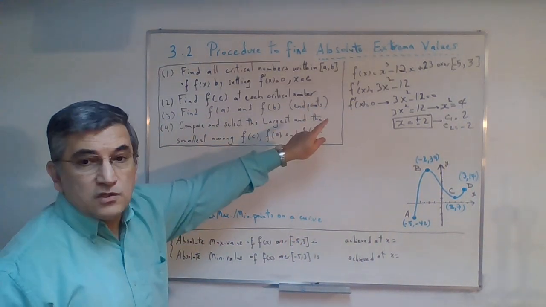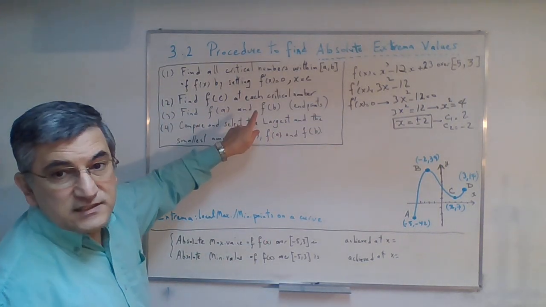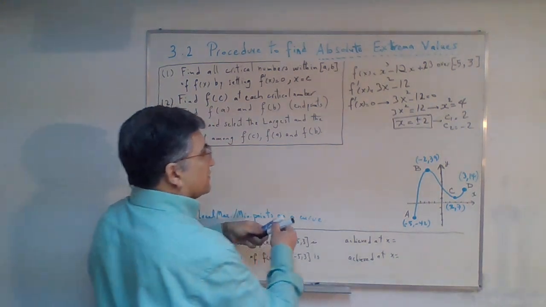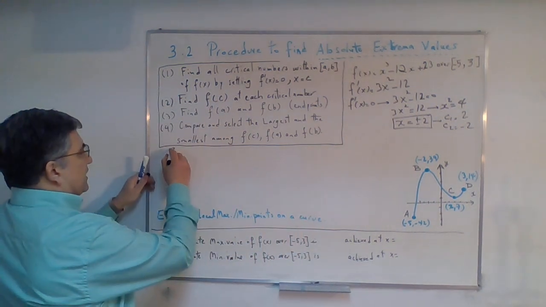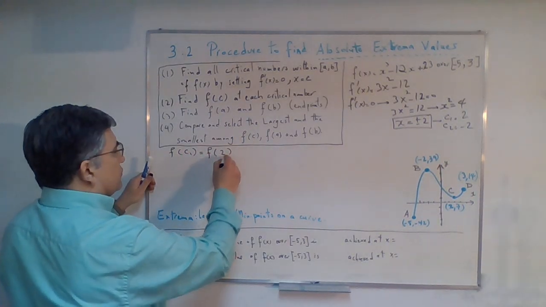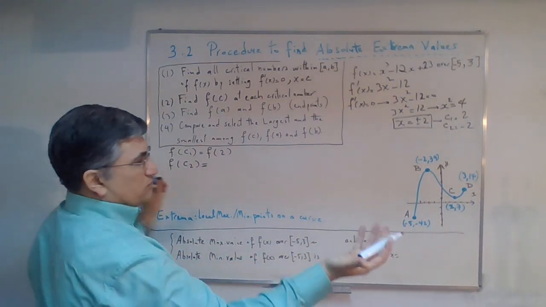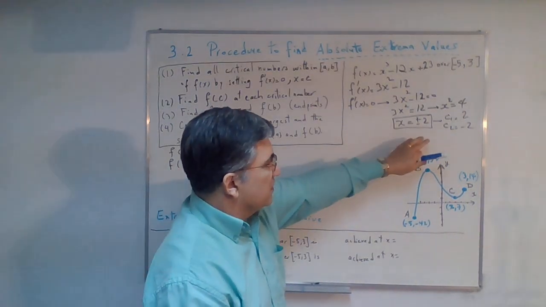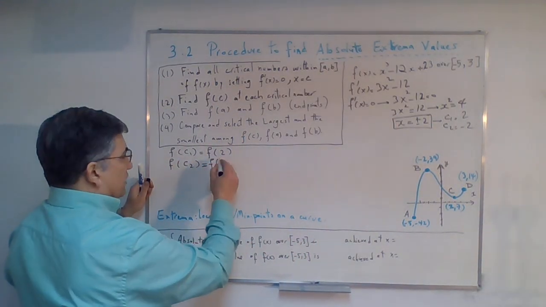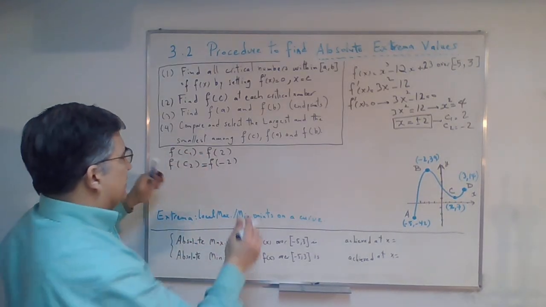You can also do this for your homework questions. Step 2, it says find f at c. We find the value of the function at each critical number. So I'm going to list them here. I'm going to find f at c1, which is f at 2. And also I'm going to find f at c2, because in my function I had 2 critical numbers. Sometimes you have only 1, sometimes you have more than 2. In my case, I have 2 critical numbers, so I'm going to find f at those 2 values.